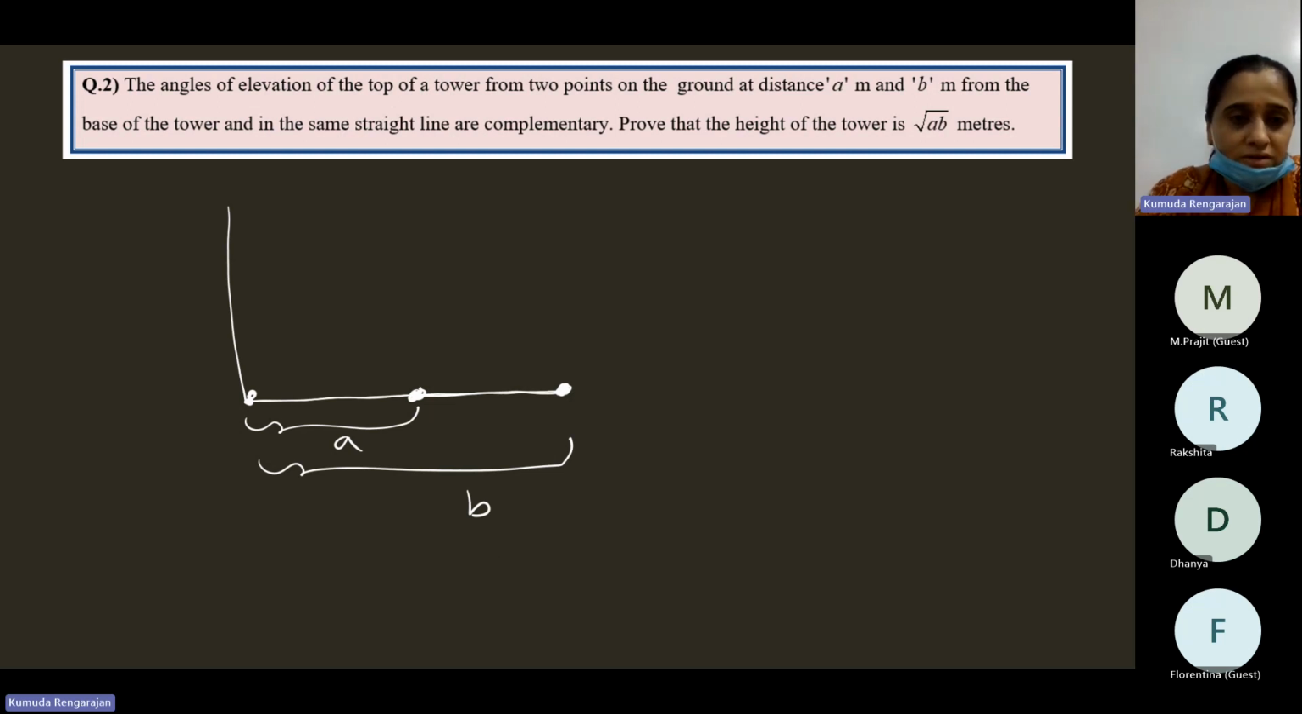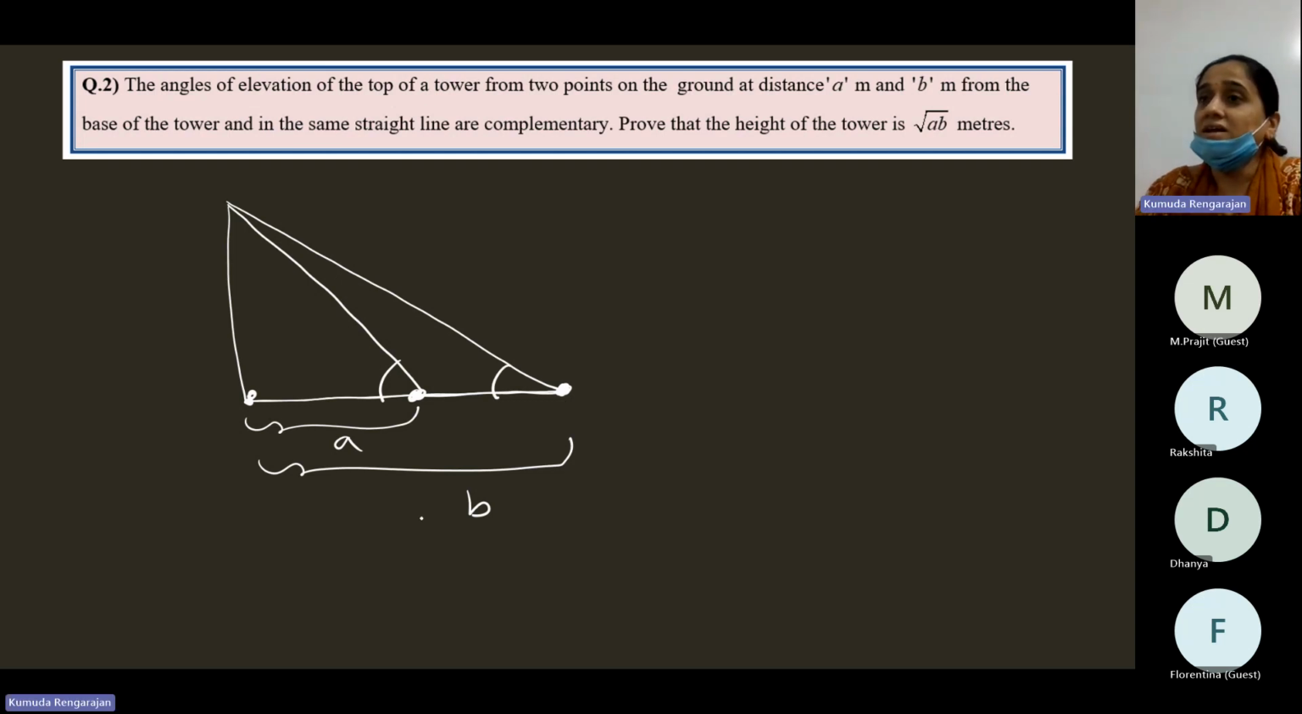Now, from here, this is the line of sight, angle of elevation. This is the line of sight, angle of elevation. The angles are complementary, so don't say 45, 45. If this angle is theta, this one will be 90 minus theta, because if the angles are complementary, their sum will be 90. If one angle is theta, the other is 90 minus theta. Or if one angle is alpha, the other is 90 minus alpha.